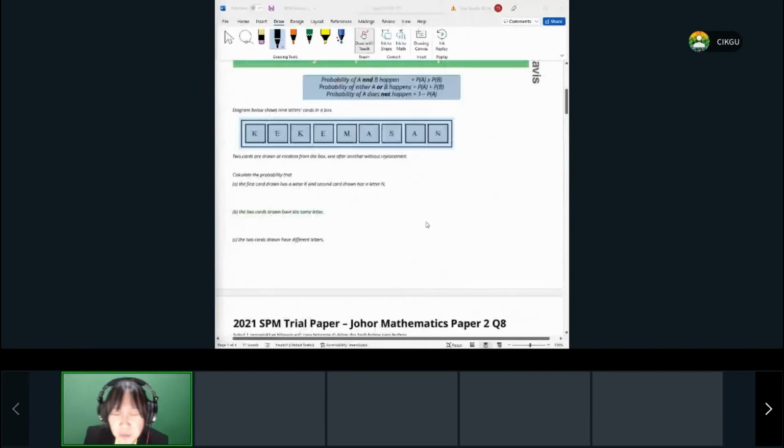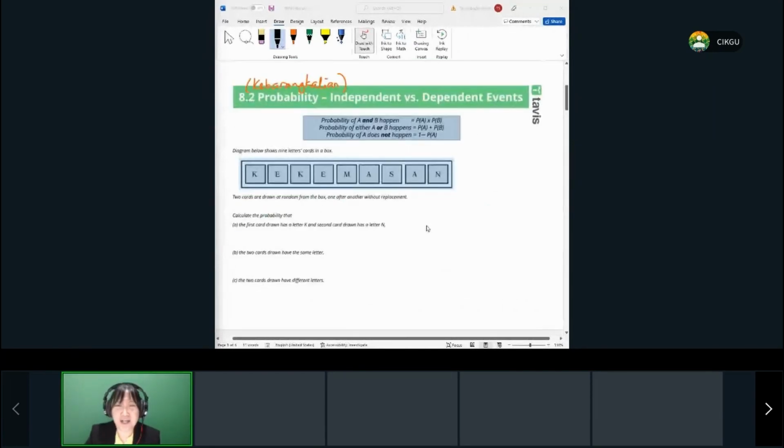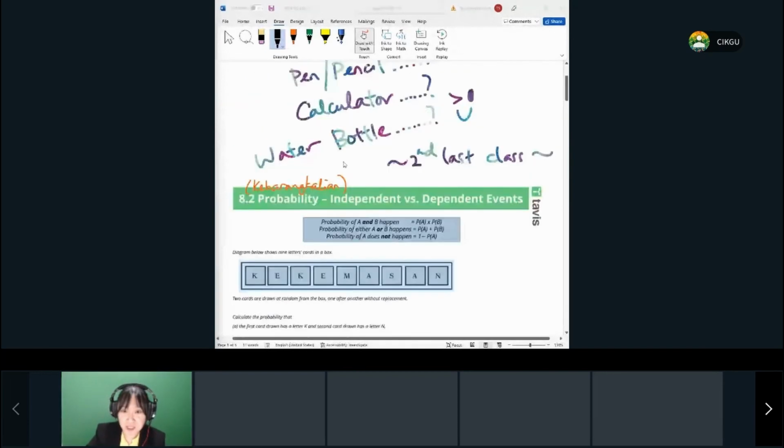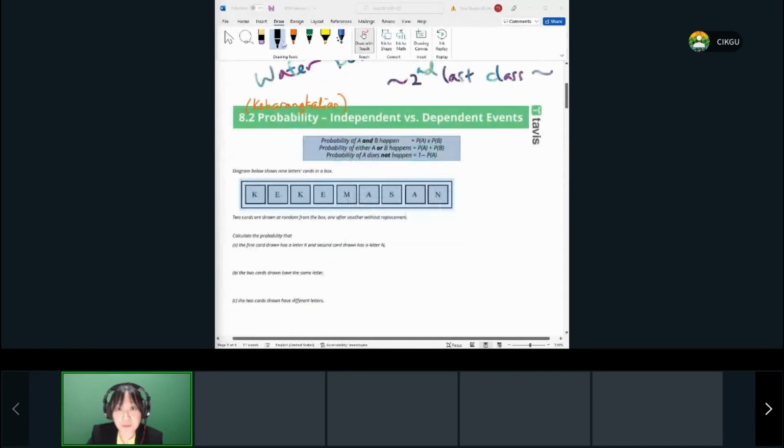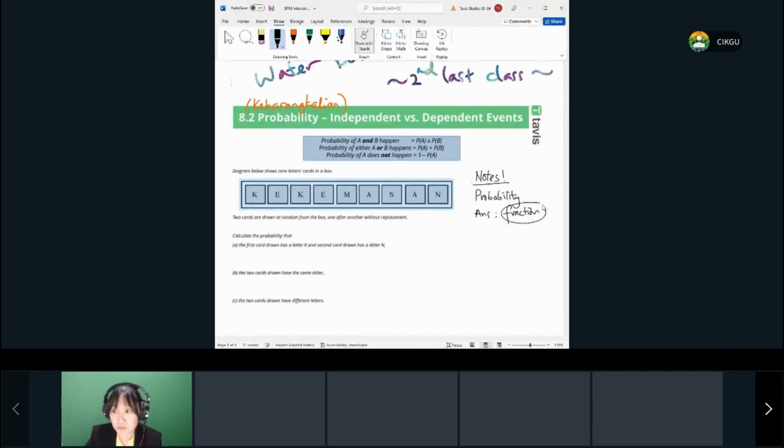So I don't think I need to explain anything about probability except the main thing. Let me put some small notes here. If the question asks for probability of anything, the answer must be in terms of fraction. That's the only thing you need to know.